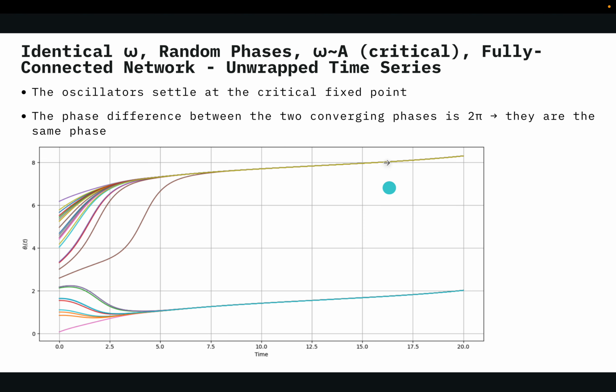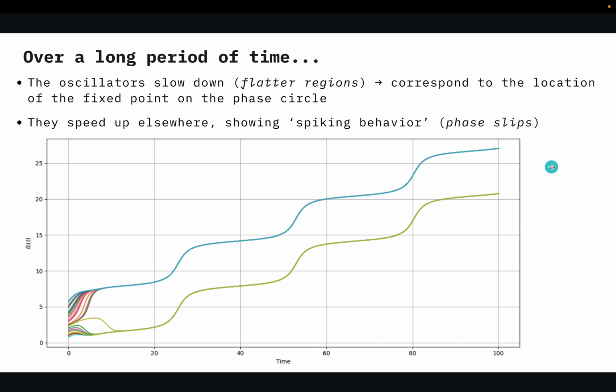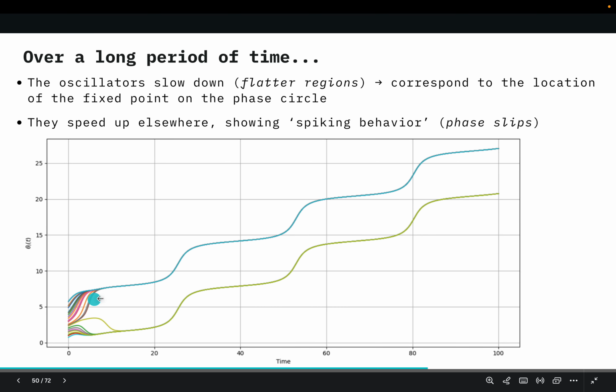So this is oscillating because omega is still slightly greater than a, as I figured out by myself anyway. But it's good that I showed you actually. If you choose omega exactly equal to a, you will get exactly the fixed point. There will be only one critical fixed point in that case. Now the oscillators slow down at these flatter regions. These correspond to the location of the fixed point on the phase circle. We already discussed this actually.